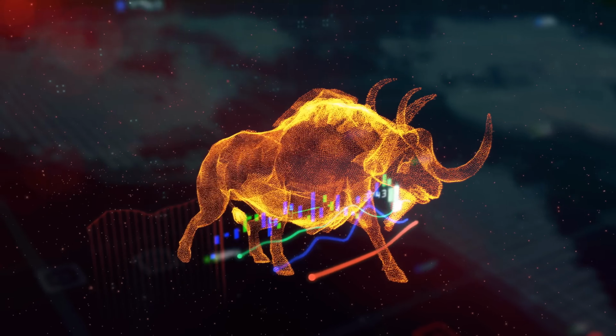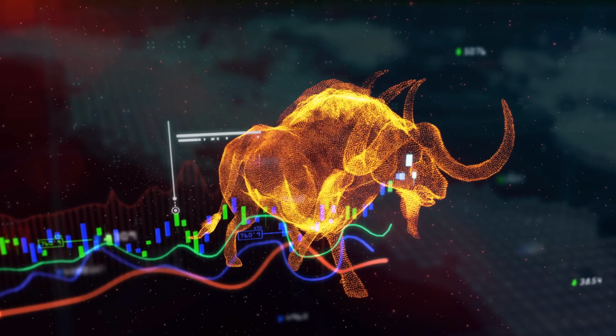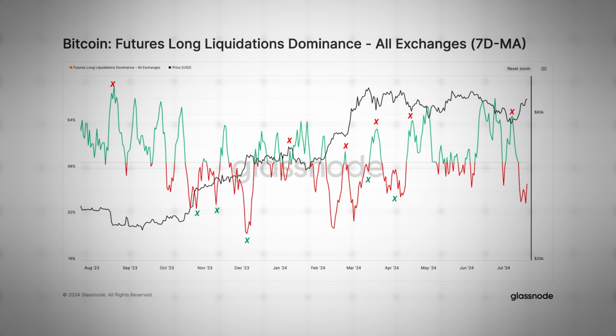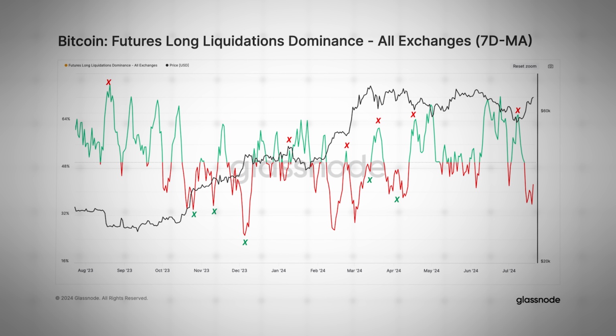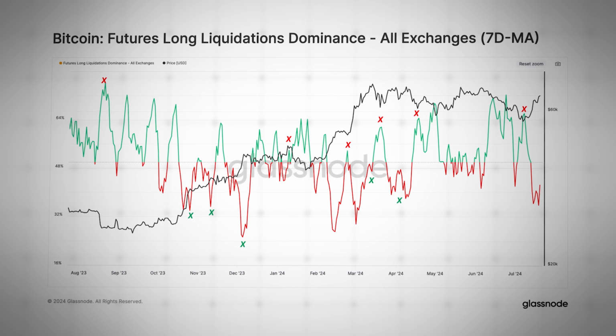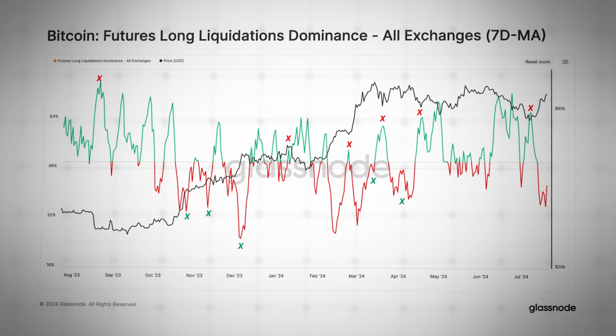Now, while high funding rates could show that the market is bullish, they could also be an indication of it being potentially overheated. And taking a look at the charts on Glassnode, again, you'll see that the peaks in the funding rate preceded massive deleveraging and liquidation events.